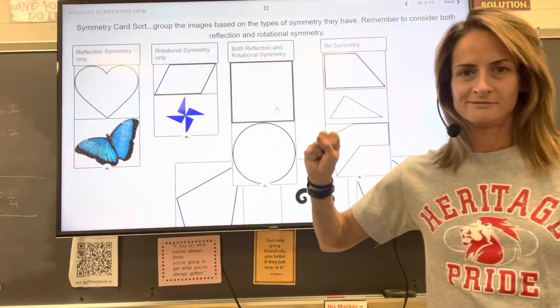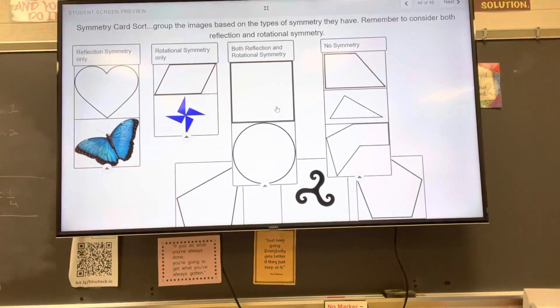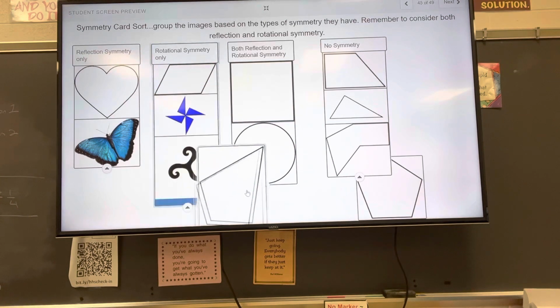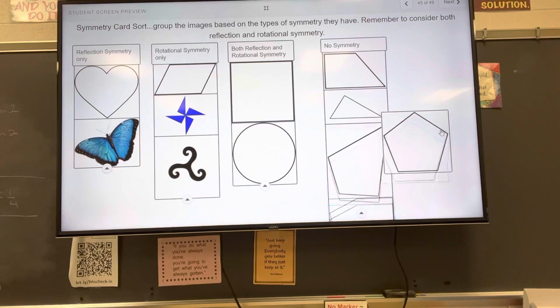How am I doing? Rotational symmetry, no symmetry. What do you think?